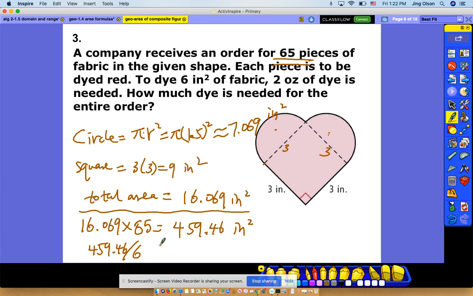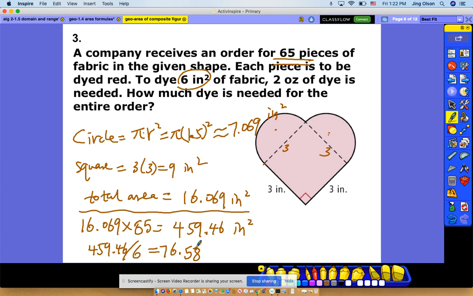So divided by 6. There's a lot of interruption here. 459.46 divided by 6 is 76.58. So there are this many 6 inches squared of fabric.